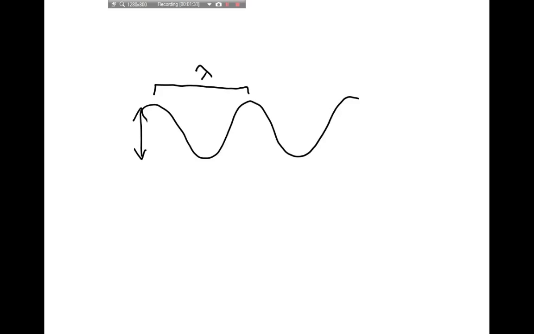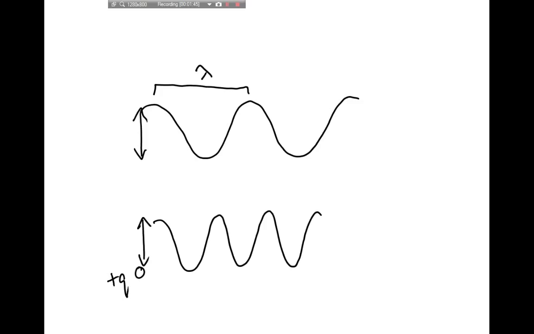Now, we haven't talked a whole lot about how light is generated, but it turns out that light is basically made by charged particles moving up and down. And so the frequency of light is determined by how quickly these charged particles move up and down. And so this is not going to be affected by the speed of light. Only the wavelength is determined by the speed of light.